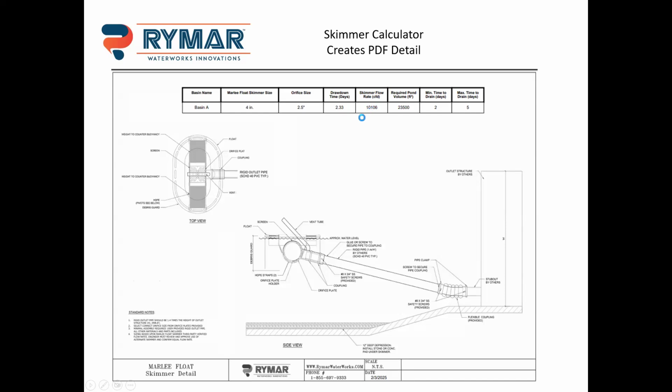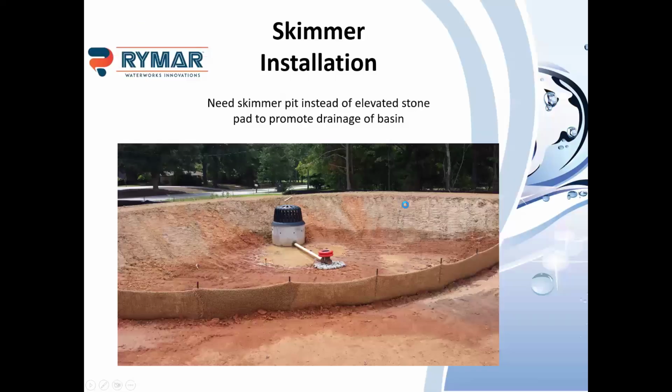We use this as a simplified tool. The required pond volume is going to be here and your time to drain. So it gives you all that information on the detail so that if another skimmer was used, they have the information they need to substitute. So that's been received very well. A really quick and easy way to get a PDF. You can download it, pop it right on your plans. We also have on there a CAD file you can download and then edit manually if you'd like to.